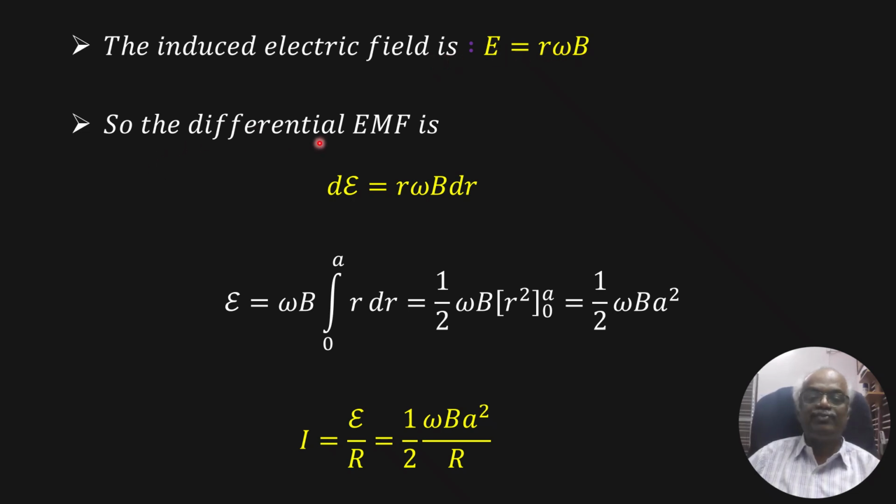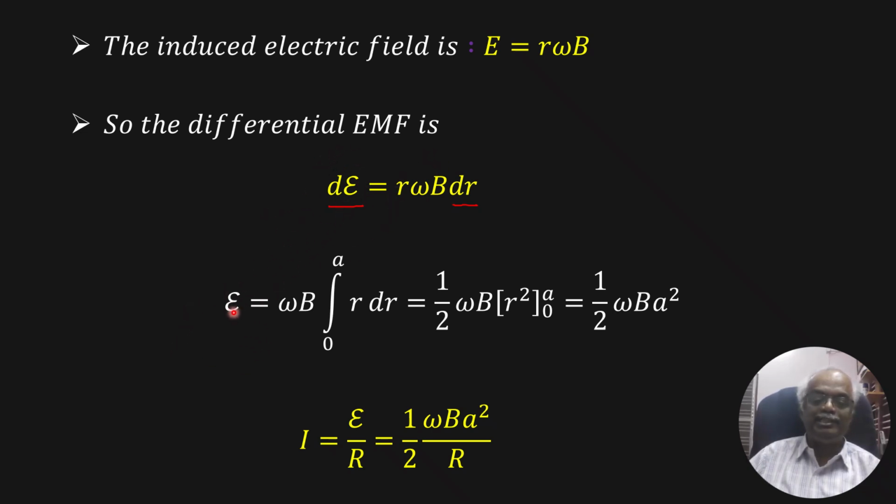So the differential EMF, here you take a small radial element dr. dr is a small radial element. So then what is dE? dE is the differential electric field, in order to get the differential EMF. So in order to find the EMF, you integrate both the right side and the left side.